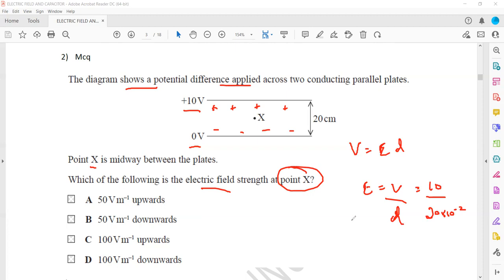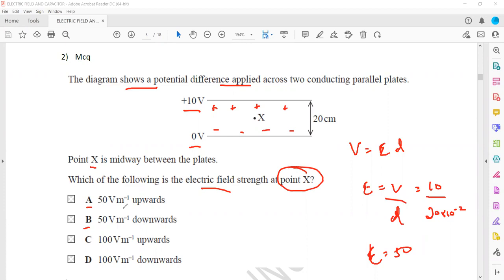When we simplify this, as they're asking for the strength, it will be 10 divided by 20 times 10 to the power minus 2. When we solve, the strength of the electric field is equal to 50. So either option A or B can be right.